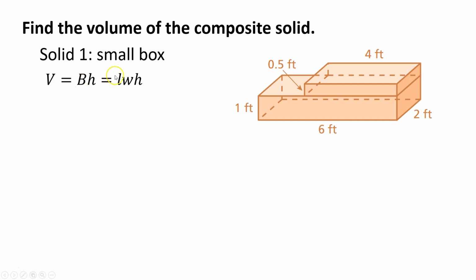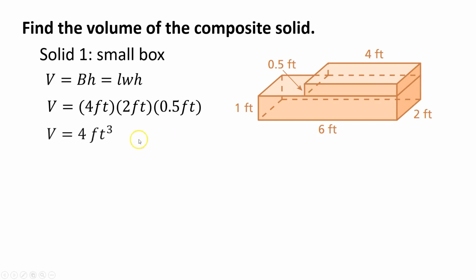In this case, the base is just a rectangle, so we're going to use length times width, and then we multiply it by the height. After that, we just see, okay, 4 times 2 times 0.5. Well, where is that coming from? If it's this little guy up here, it's going to be a length of 4. Length of 2, so both of these boxes are going to have a width of 2, and because they're just sitting on top of each other, the exact same width. 0.5 is going to be that height. So we multiply that together and we get 4 feet cubed.